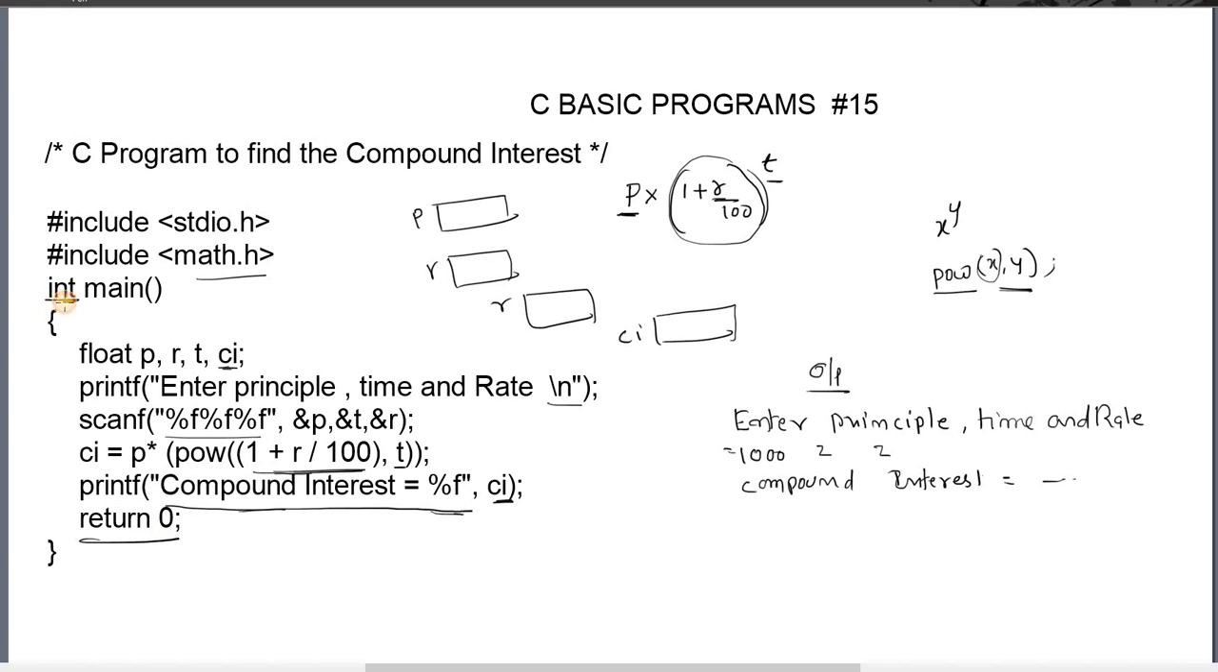So here the return type we have to write is int. The return type indicates what type of value is returned by this function. If there is no return statement here, we have to write void in place of int. Main is a function, this is the function name.